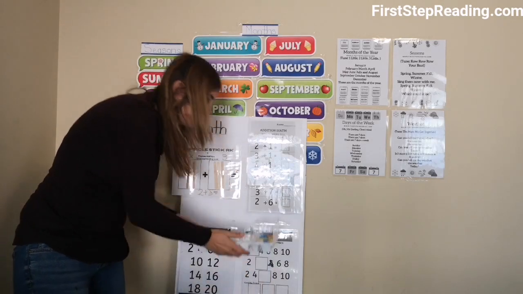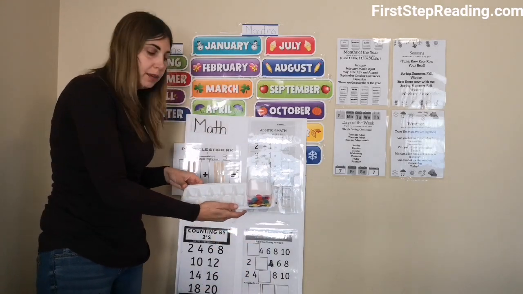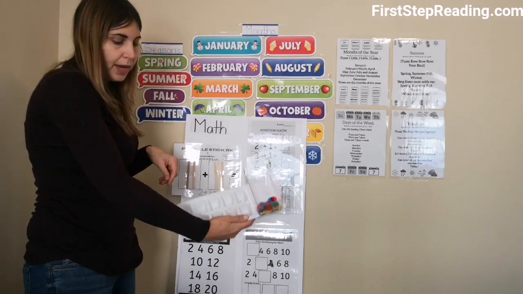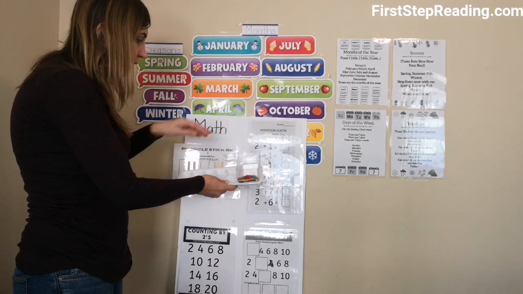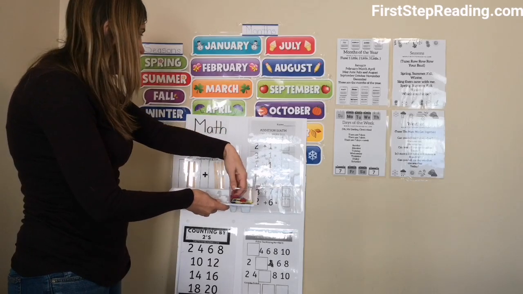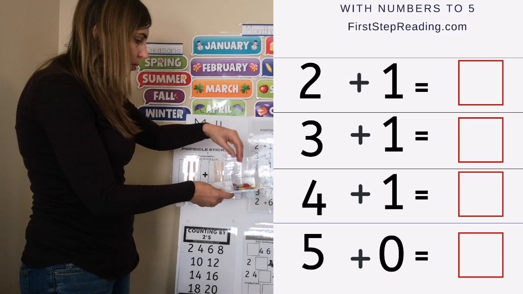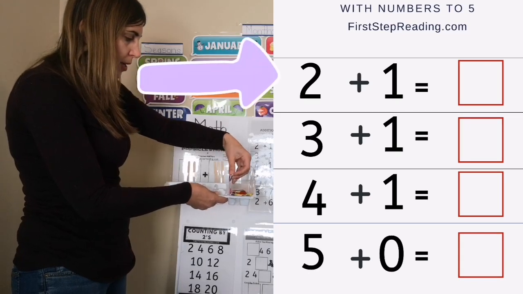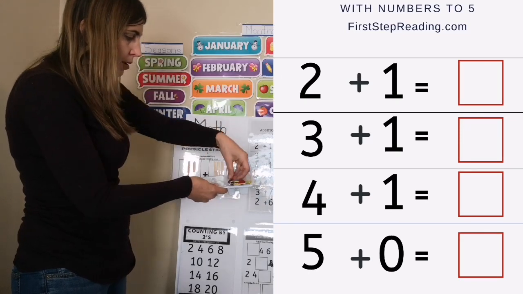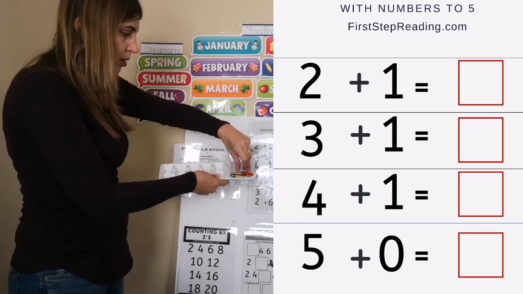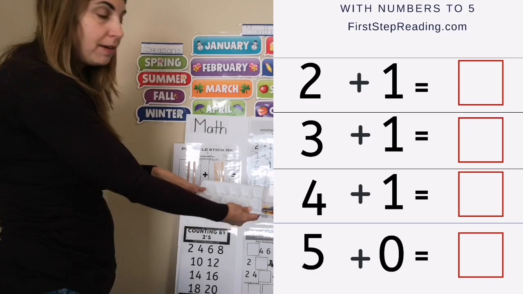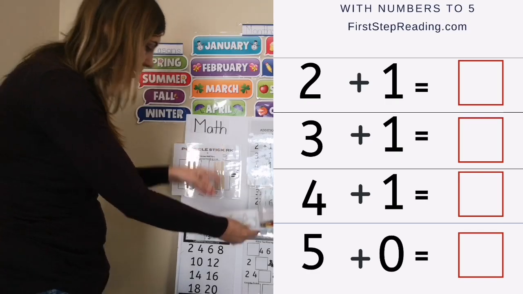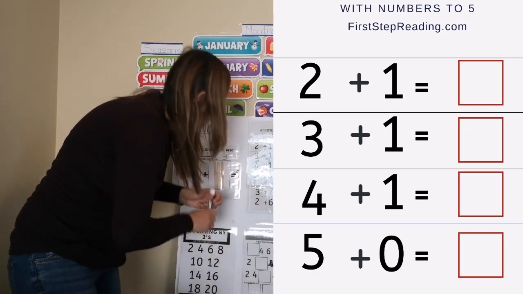You also might still have, remember we made 10 frames out of ice cartons? So you can use your 10 frames. So if I have, let's do this one, 2 plus 1. So I put in 1, 2, and 1 more. Then I count. How many do I have altogether? 1, 2, 3. And my answer is 3.